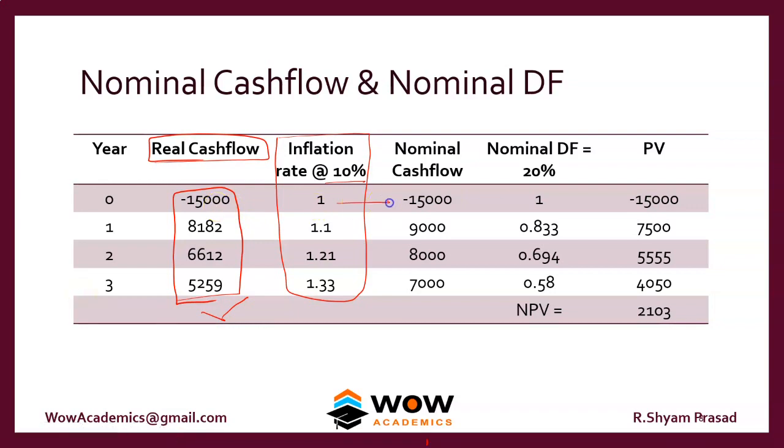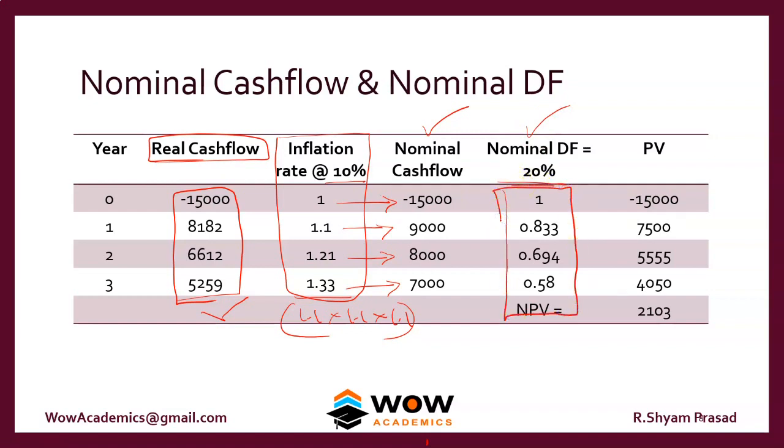For the 0th year we can have 1 as inflation. For the first year it is 1.1. For the second year it's 1.1 into 1.1. For the third year it is 1.1 into 1.1 into 1.1. So it's cumulative, it's compounded. So that is the inflation here. What happens is we have got the nominal cash flow. Now the nominal discount factor is 20%, and we will get the discounted value.